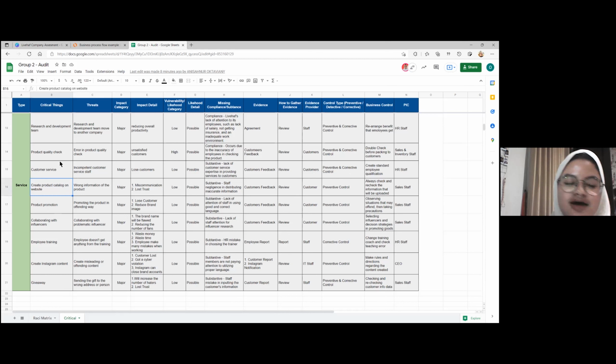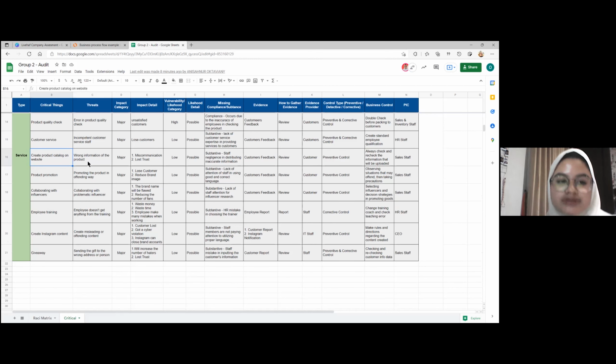Livehaf has a critical service, which is creating the product catalog on the website. The threat of this is wrong information about the product, and the impact category is major because it will cause miscommunication to the customer and will also lose customer trust. The likelihood of it happening is low, but it is possible because of the substantive risk, which is staff negligence in distributing inaccurate information.